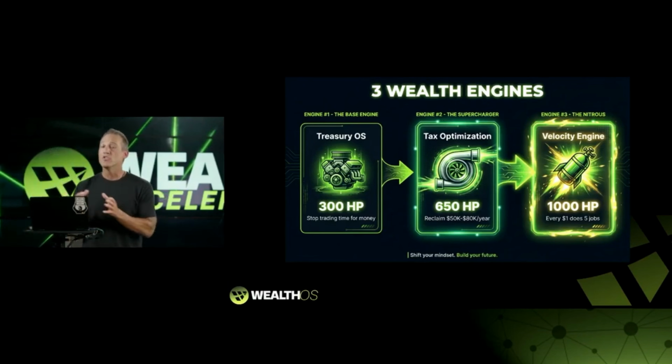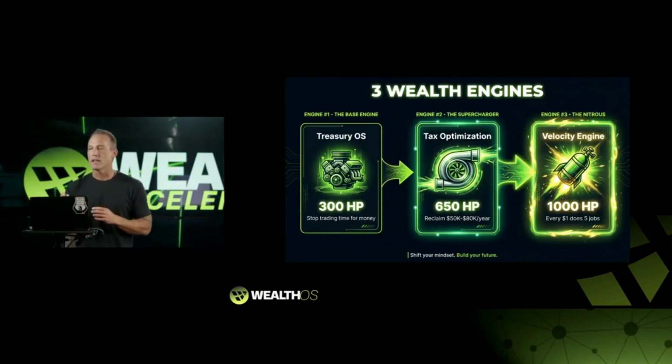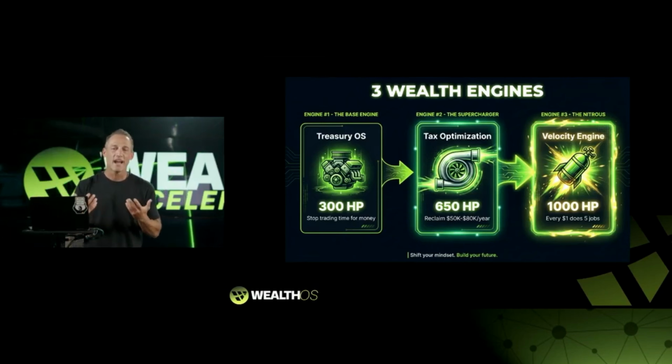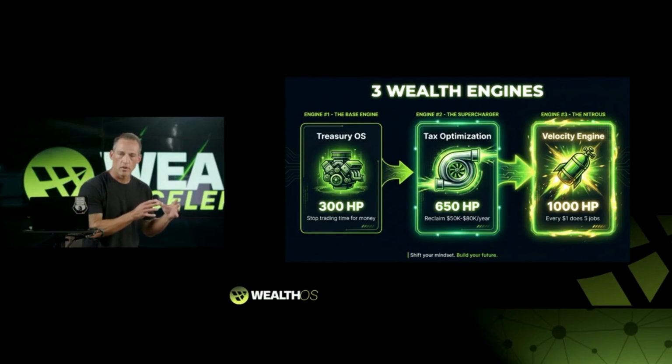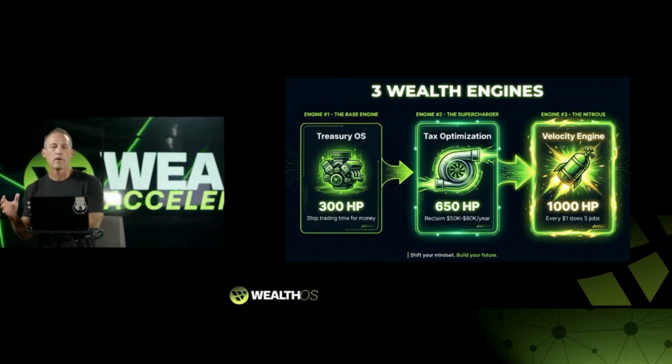But then engine number 3, this is the nitrous oxide. This is the velocity engine. And this is where you're going to discover how to activate what I call lazy, dormant capital. I'm going to explain what that means as we get deeper into that. But it's how we can get a single dollar, instead of doing 1 job, to do 5 jobs. And this will take our engine from 650 horsepower to 1,000 horsepower. We'll be building wealth at an extremely rapid rate.